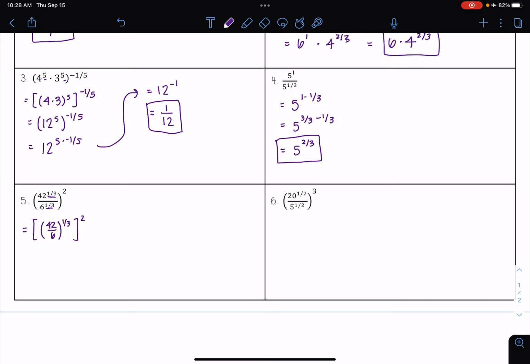Well, 42 divided by 6, I get 7, so this becomes 7 to the 1/3 power squared. And I know when I have a power to a power, I'm going to be multiplying those exponents. So this is equal to 7 to the 1/3 times 2, which becomes 7 to the 2/3.